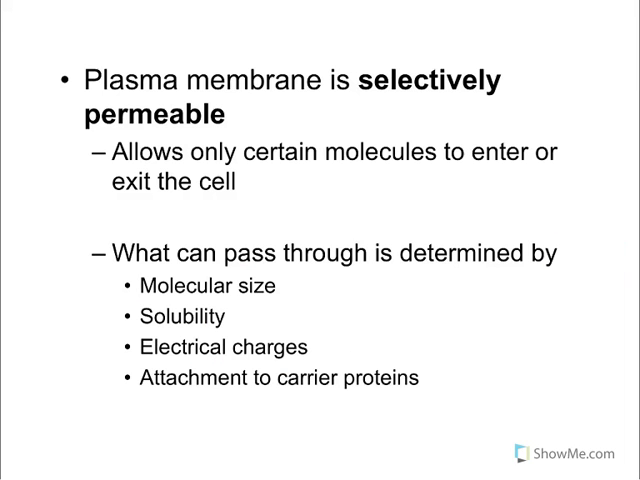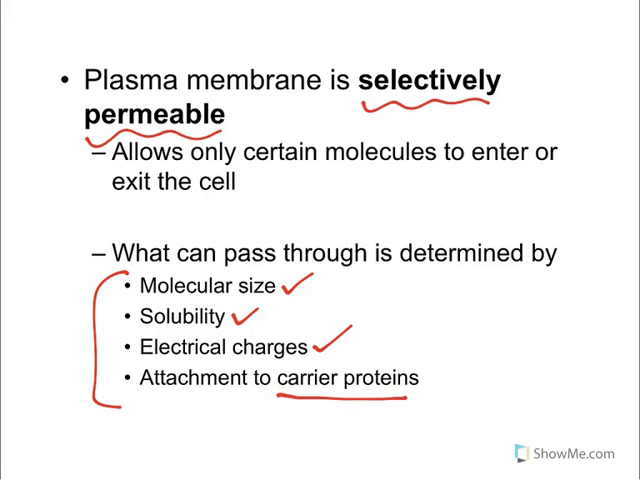Now, what's really impressive is the plasma membrane is selectively permeable, meaning it doesn't just allow everything in, right? It's only going to allow certain things inside the cell. So it's not going to just let all the good and all the bad in. It's only going to let certain things. What's going to be able to pass through that cell membrane is going to be determined by these 4 things, right? How big the molecule is, is it soluble? Okay, the solubility of it. What about the electrical charge? And what it's carrying. So we're going to see that all of this is pretty important.